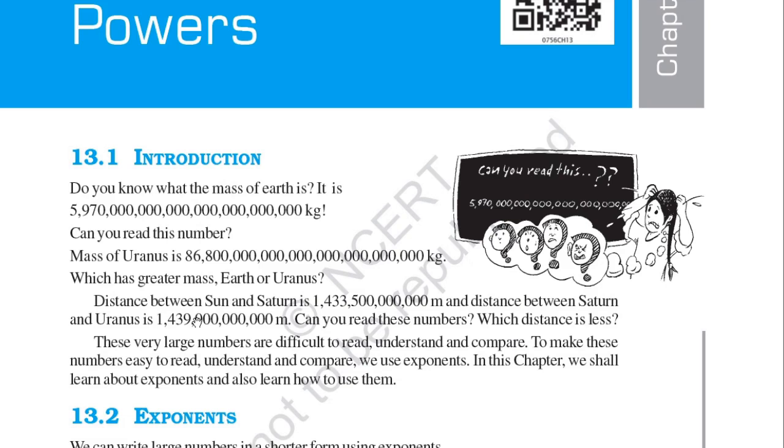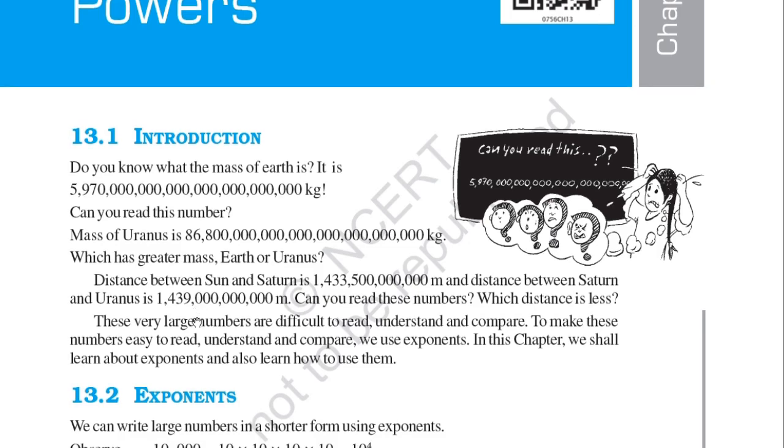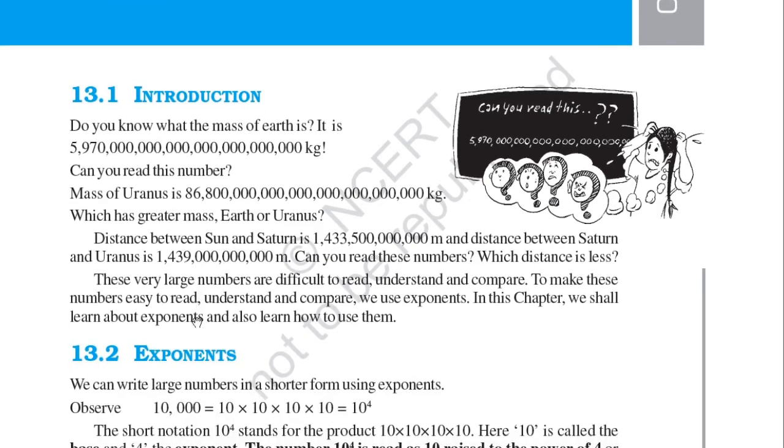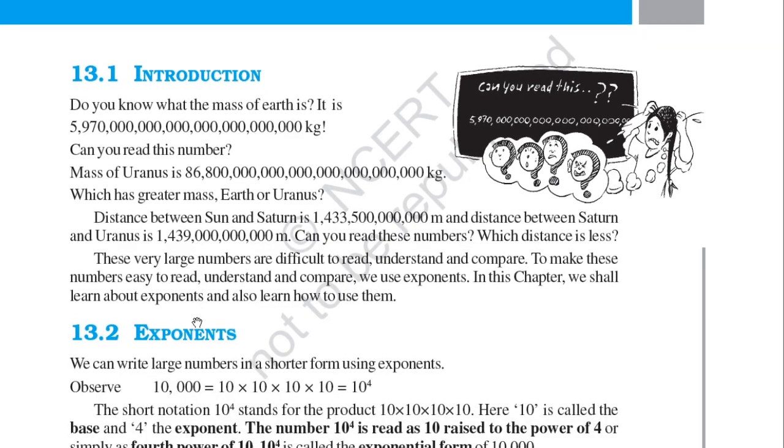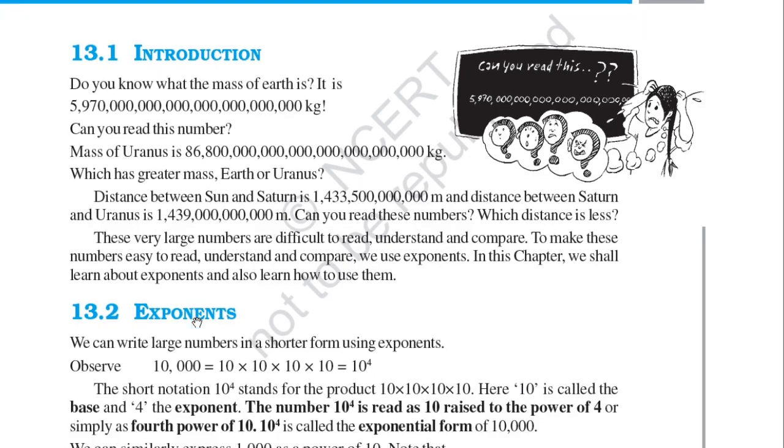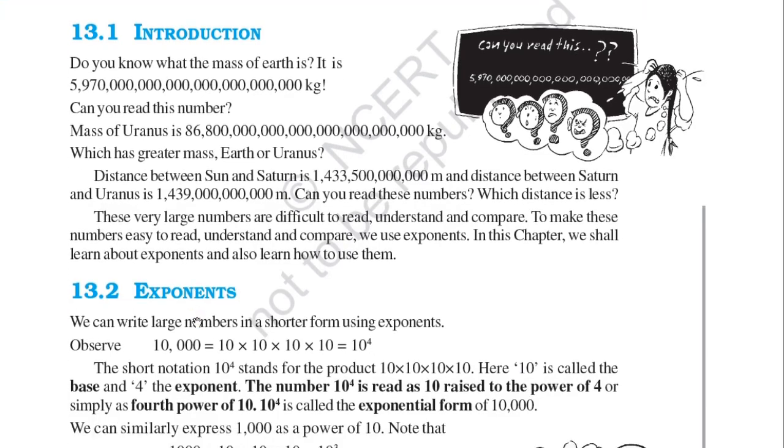It is 5970,000,000,000,000,000,000,000,000,000 kg. Can you read this number? Mass of Uranus is 86800 and so on kg. Which has greater mass, Earth or Uranus?